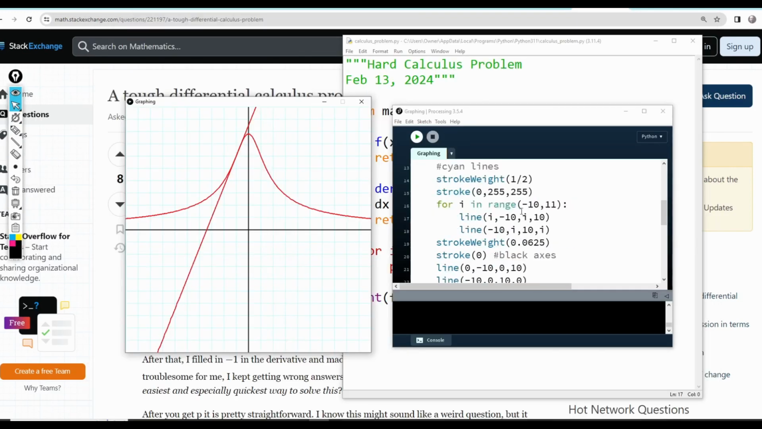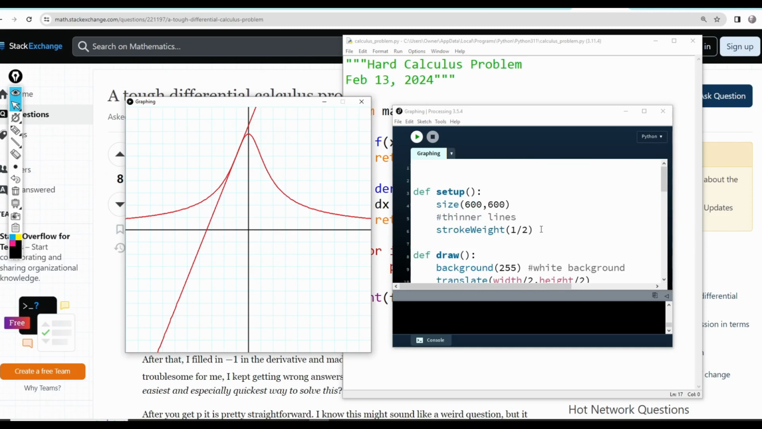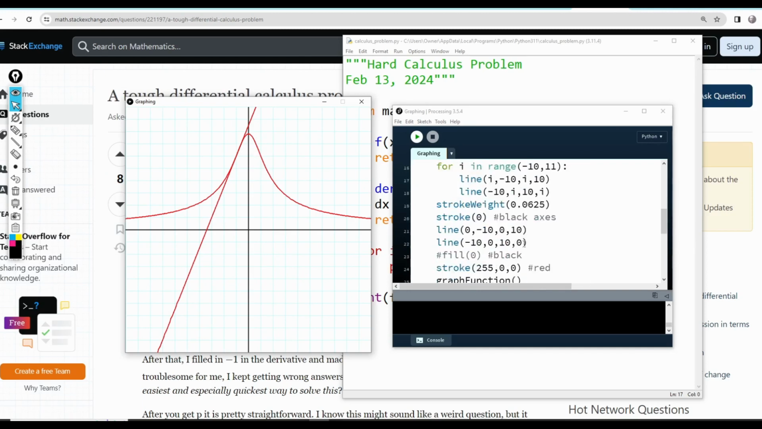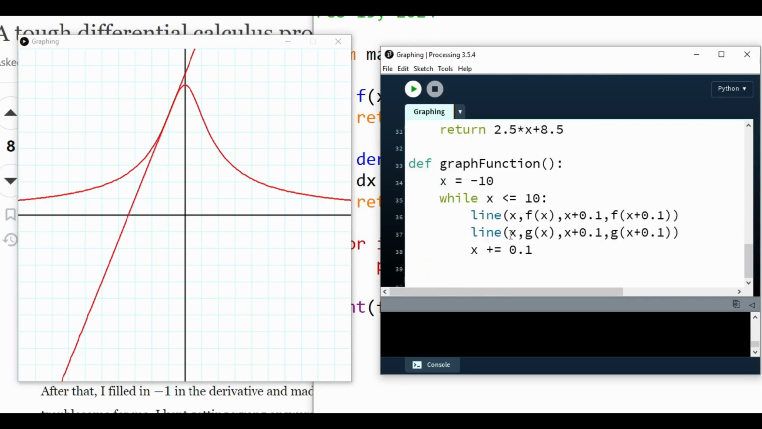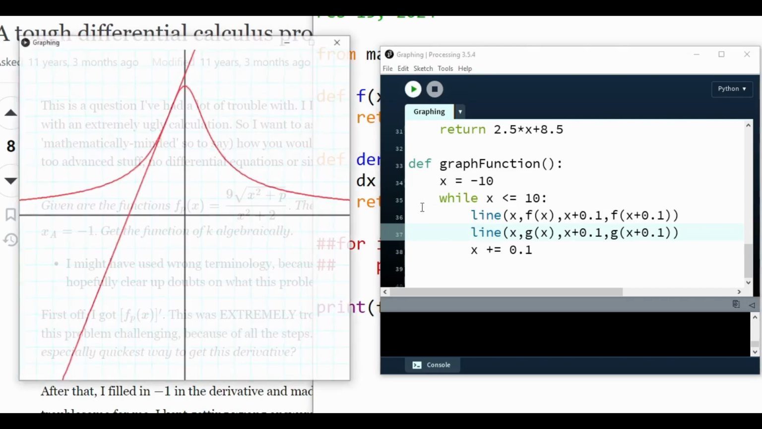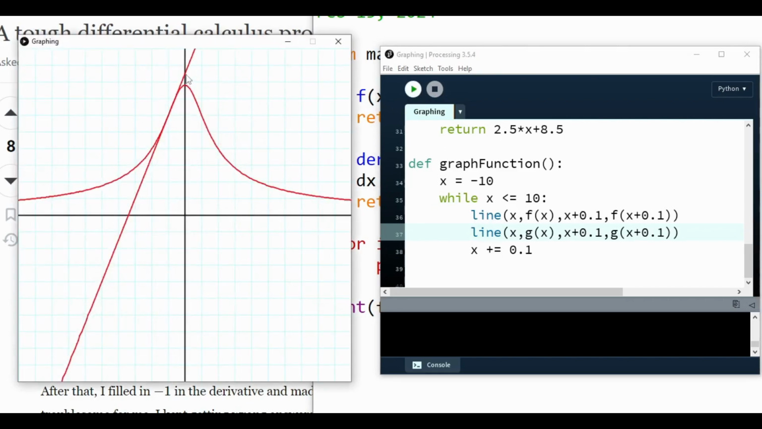And I used my graphing program in processing that I wrote in my book, Math Adventures with Python, and I graphed the function. So there it is, 9 times the square root, yada, yada, yada. P is 3. And so that's the curve there. I also put the line in there. Let me just show you the curve. I'll comment that out. So that is f. And as you can see, at -1, it looks like it's at 6. Yep. So I added the line to it, to the graph, and the line goes up to 8.5.